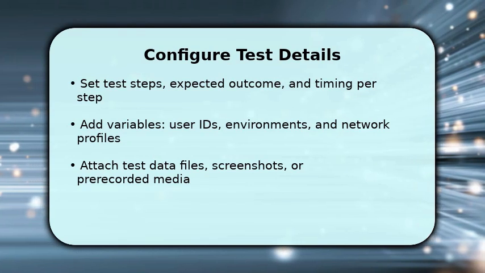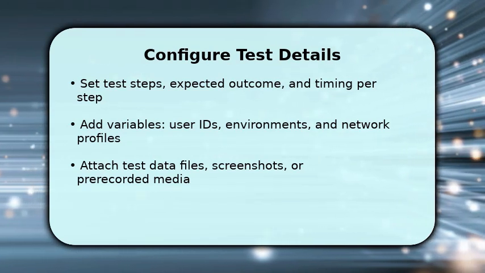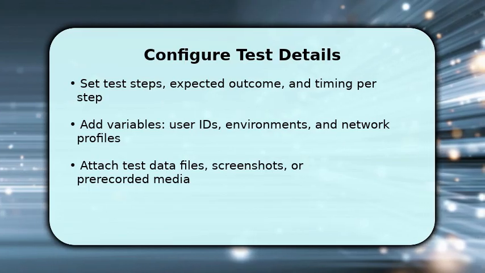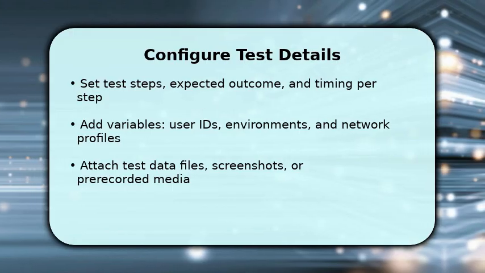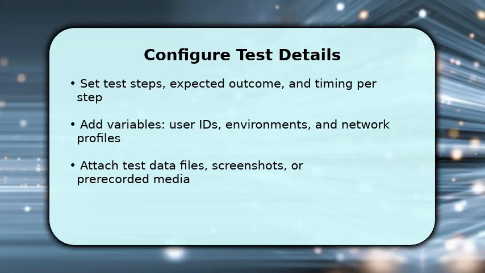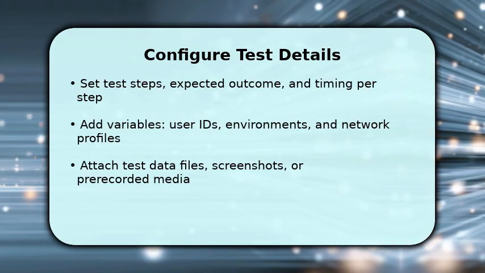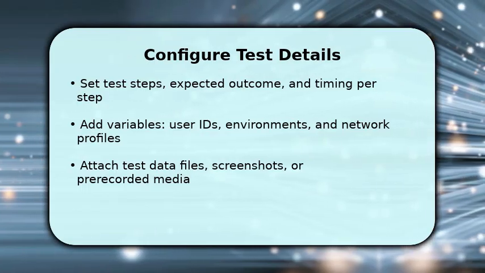Now you configure the test flow. Add each step with a short action and the expected outcome, then assign durations so automated runners know pacing. After that, add variables like user ID, environment tags, and network profiles to run permutations quickly.